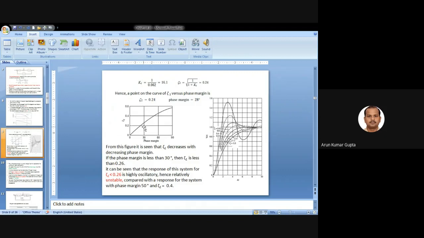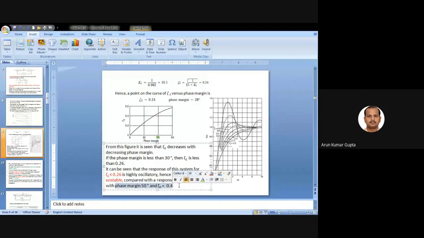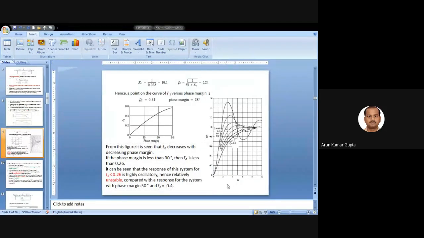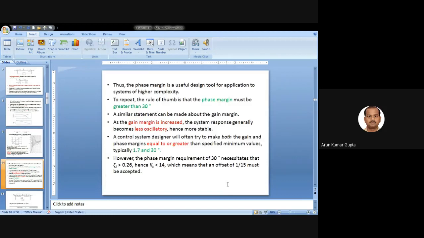In design, generally we keep the zeta value around 0.4, at which the phase margin is 50 degrees. So in the last line, we notice that for design consideration, a zeta value around 0.4 gives a phase margin of 50 degrees. So this is our guideline. We have to keep the phase margin more than 30. So we keep this kind of parameter estimation.